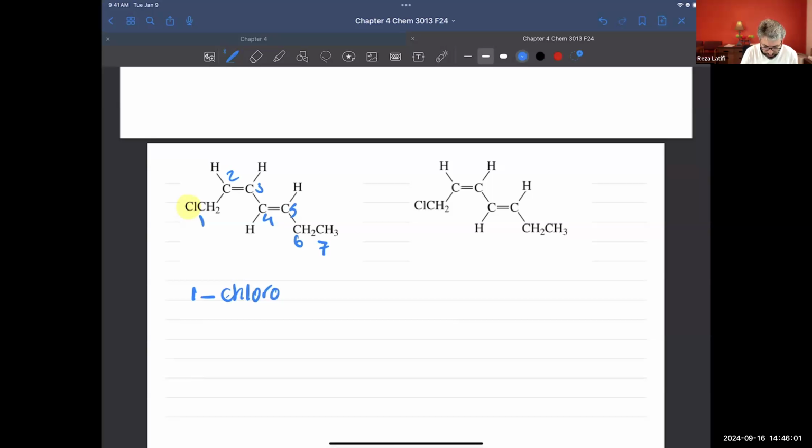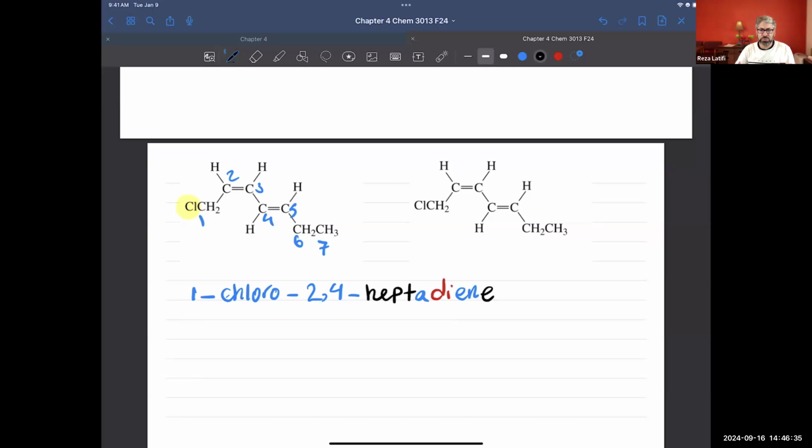Next, on the second and the fourth carbons I have double bonds. So 2 and 4, I go hepta, I have 7 carbons, and then I say di, then I say en to say I have double bonds, and then I add e at the end. So 1-chloro-2,4-heptadiene, that's going to be the name of the compound.